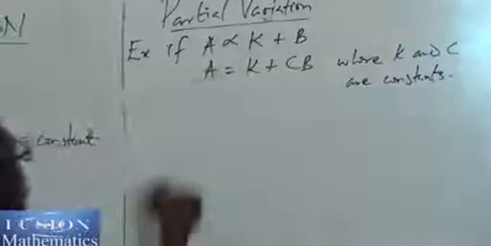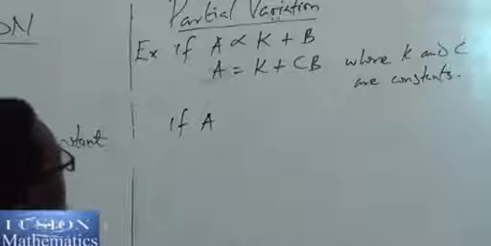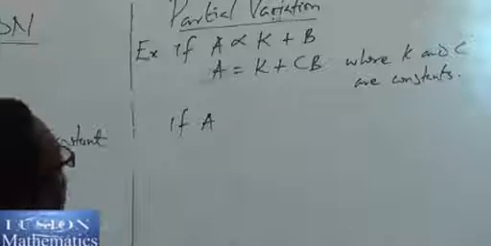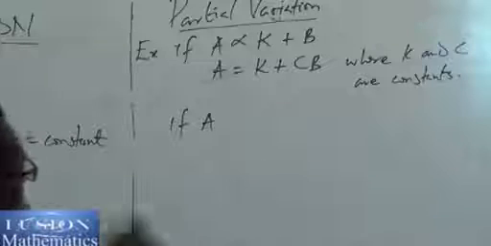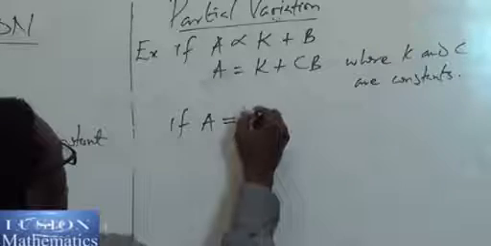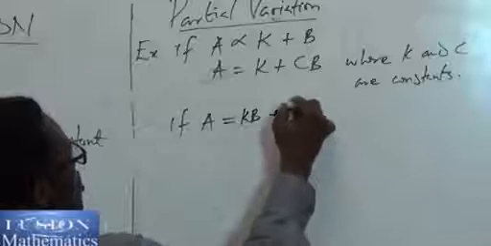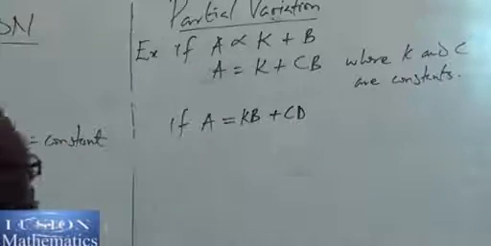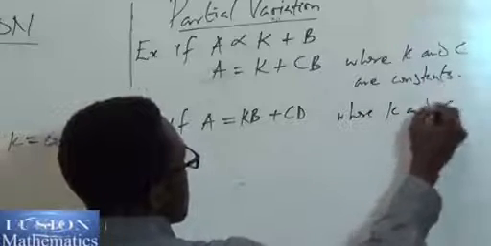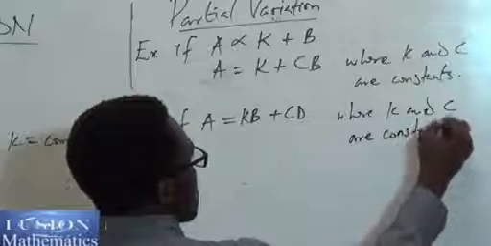Also, if you have another example where A partly varies as B and partly varies as D. So we have B, but we put in a constant for B. Then for D, you put in a constant for D. So you have where K and C are constants.